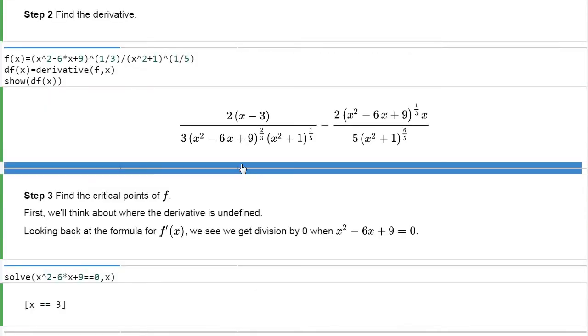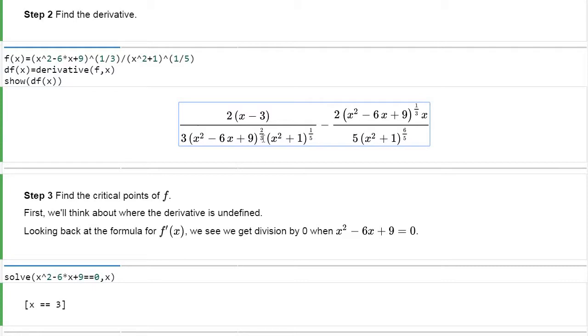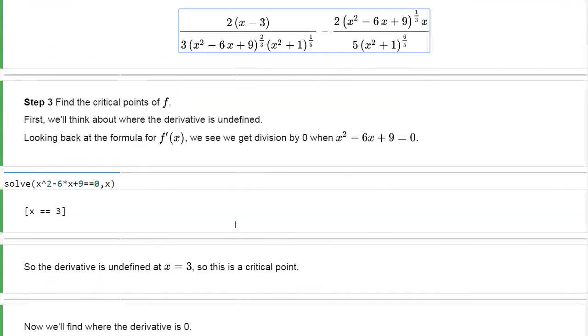Now here's the derivative. And the derivative now has a domain issue, because this guy, x squared plus 1, that still can't be 0. But this guy right here, x squared minus 6x plus 9, that's a different story. So first off, let's figure out where the derivative is undefined. And like I said, the issue is when this part is 0. The rest of it is not going to give you division by 0. So I asked Sage, when is that equal to 0? And there's one place, x equals 3. This is actually x minus 3, all squared. So the derivative is undefined at x equals 3.